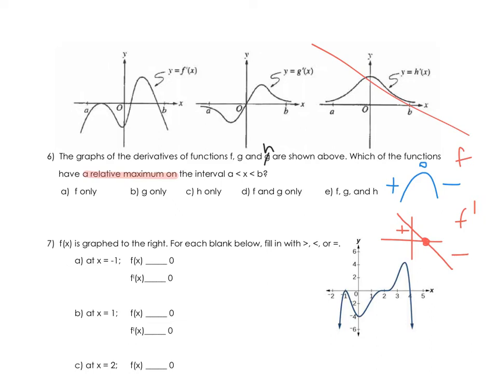G prime does hit the x-axis, but not in the right way. This one goes from below to above. And when the derivative goes from below to above, that means the function goes from decreasing to increasing. That would cause a minimum. We want the function to go from above to below, like it does here. So f is the only one that has a maximum on it in the interval a to b.